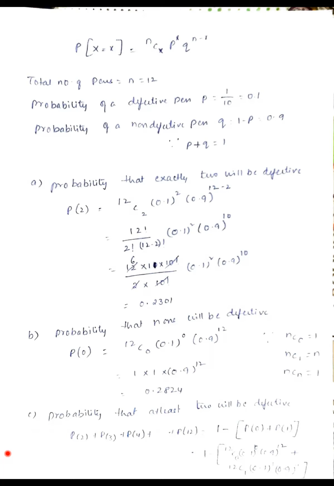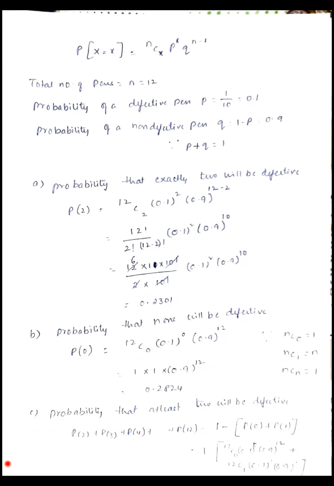Next, they have not given the non-defective pens, but from the defective pens we have to calculate the probability of a non-defective pen, that is q = 1 minus p, which equals 0.9. Since p plus q equals 1, q equals 1 minus p. So here we got the q value as 0.9.